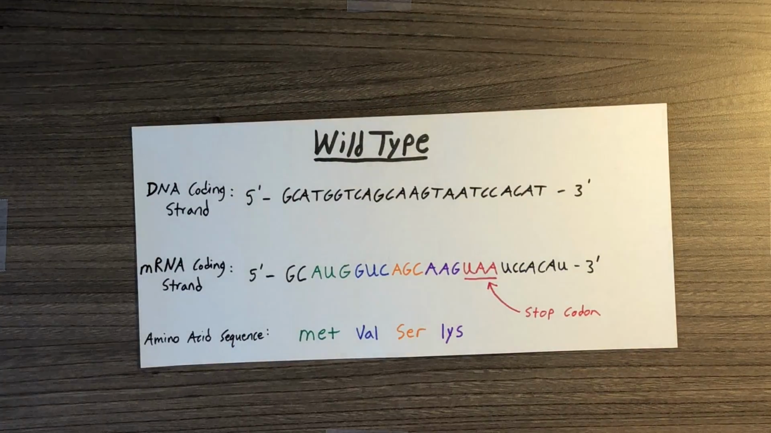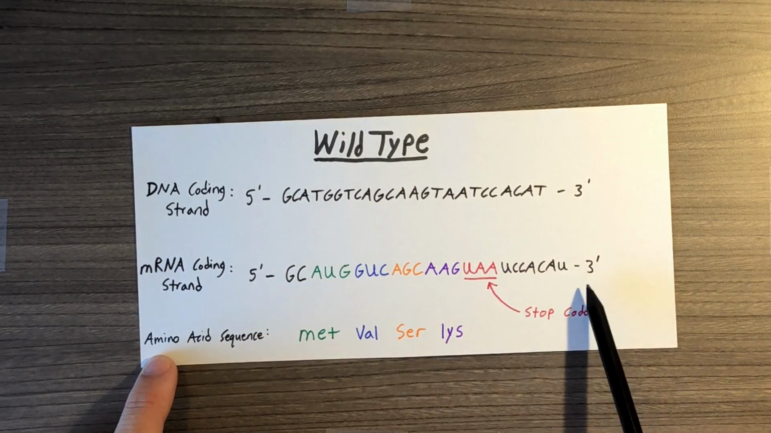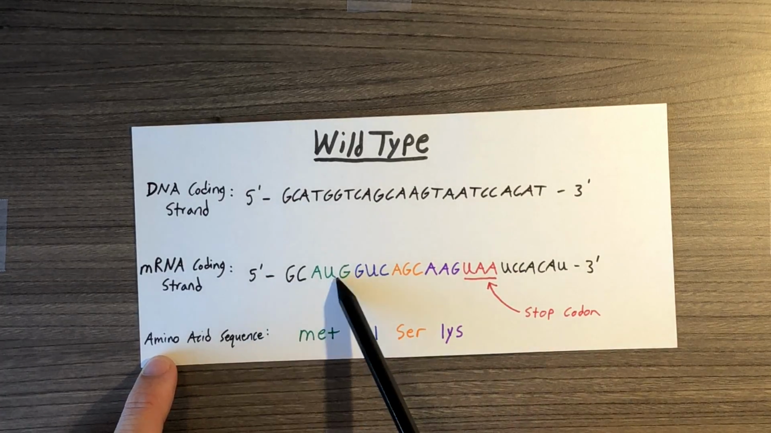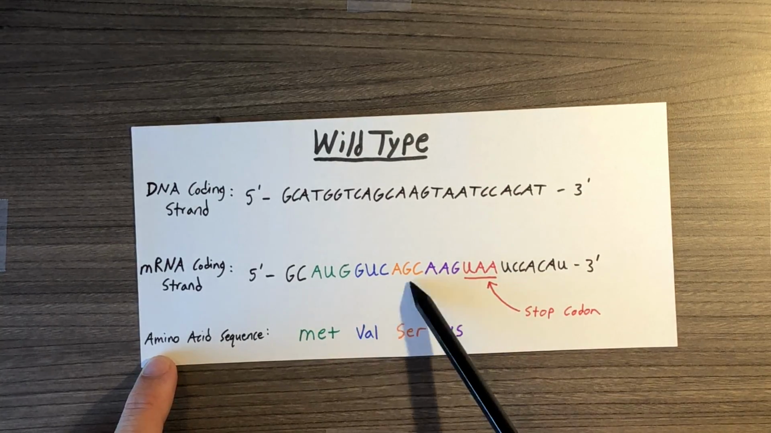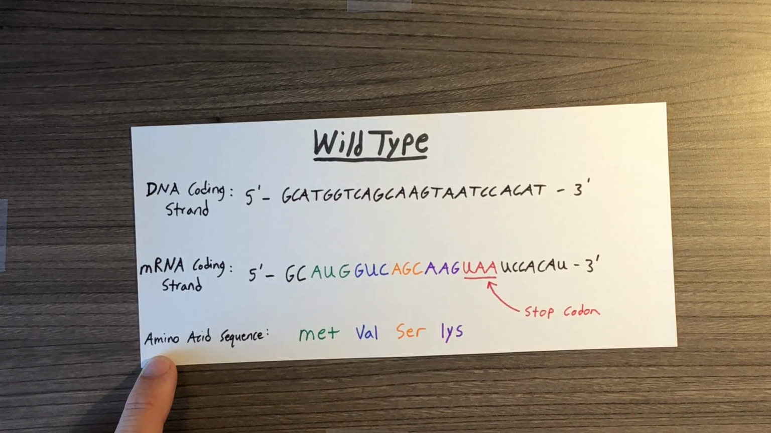Now that we have our DNA coding strand, we can transcribe our mRNA sequence, which is done by changing T's to U's, like shown here in the wild-type example. 4 codons starting with AUG to AAG will be translated to form the 4 amino acids shown here. Each codon has been color-coded to help you visualize the different codons and their respective amino acids they code for.